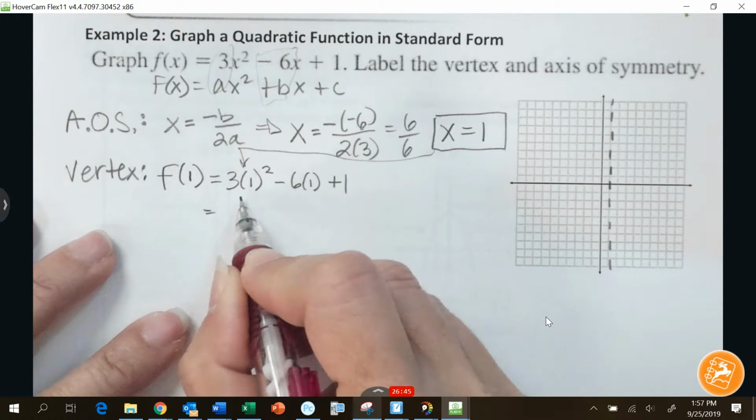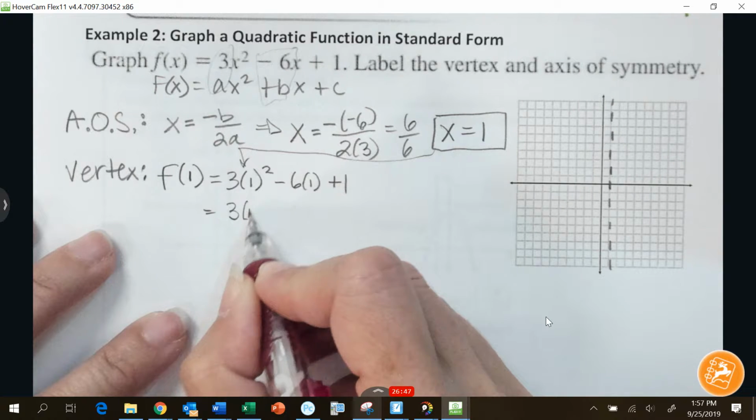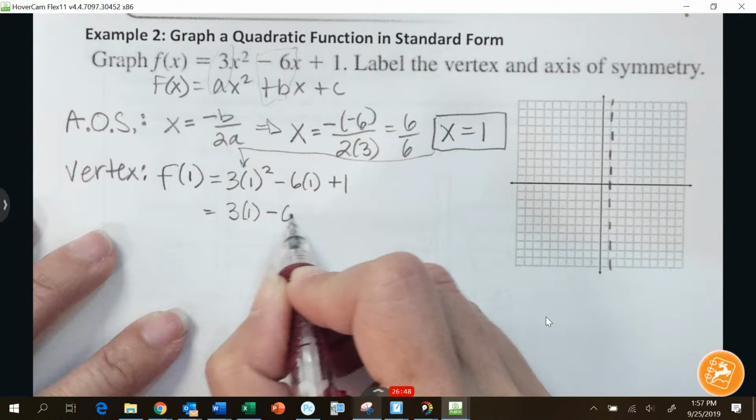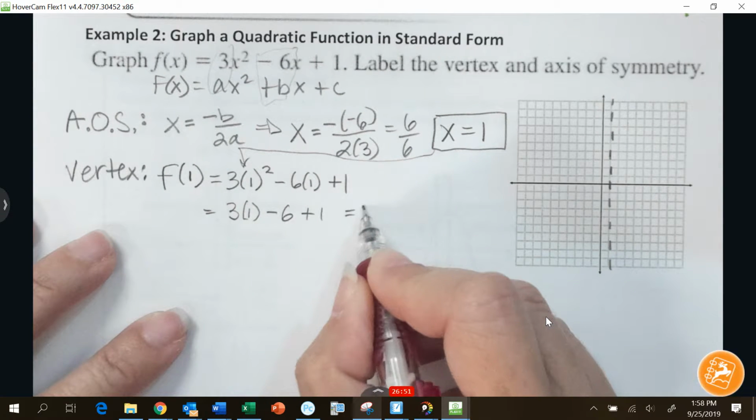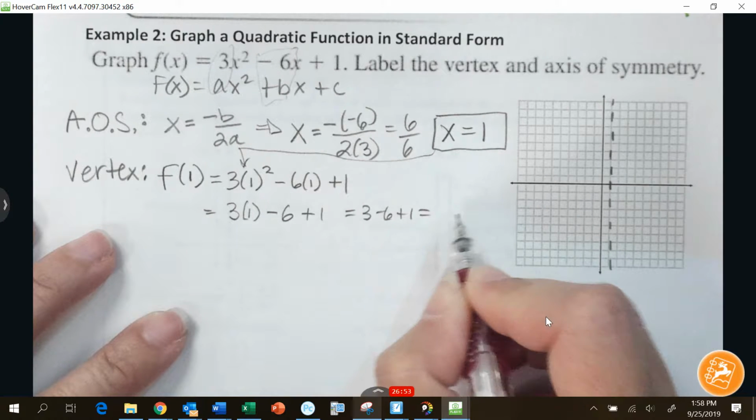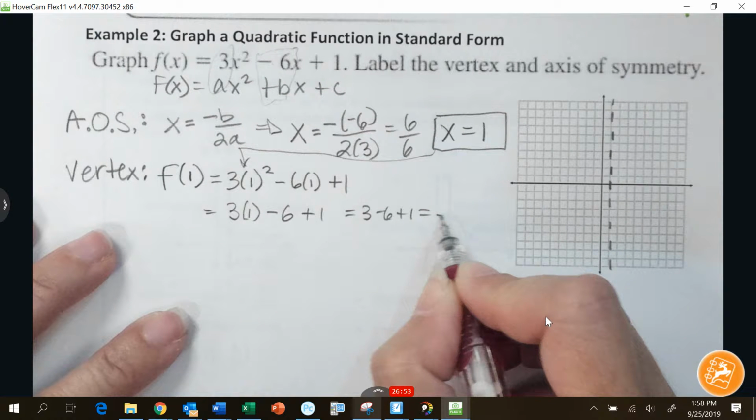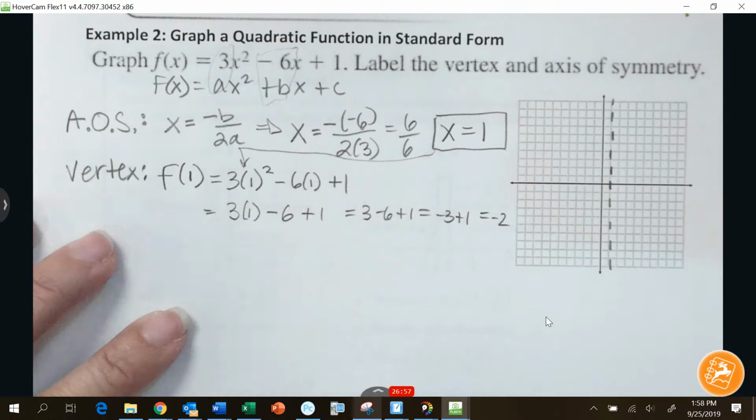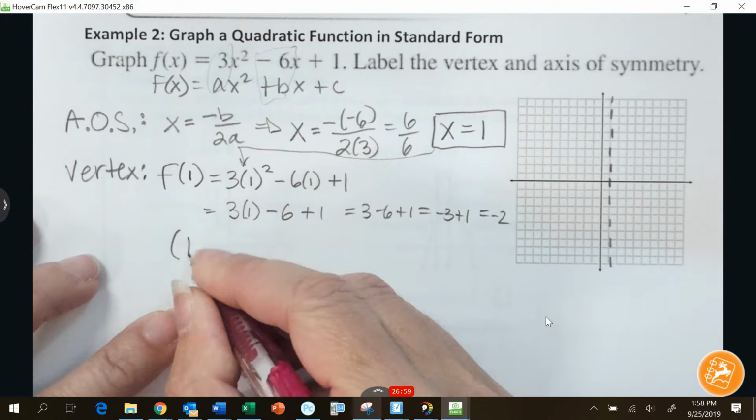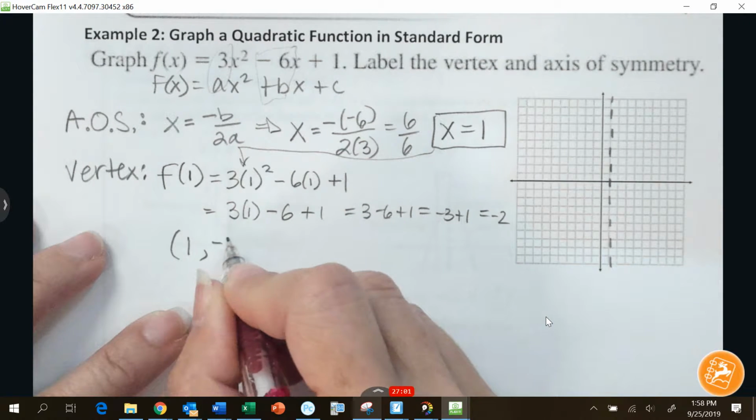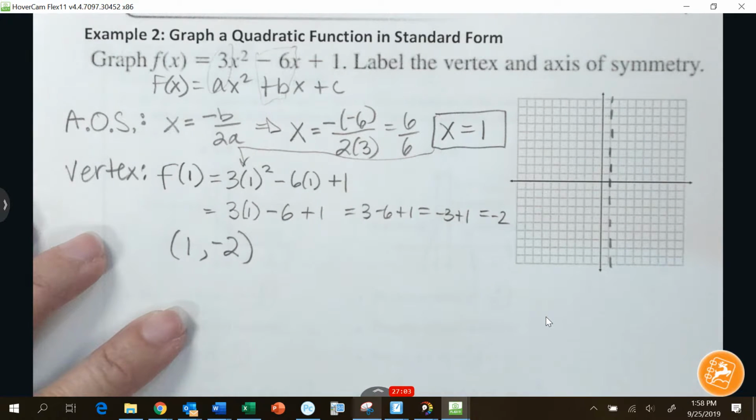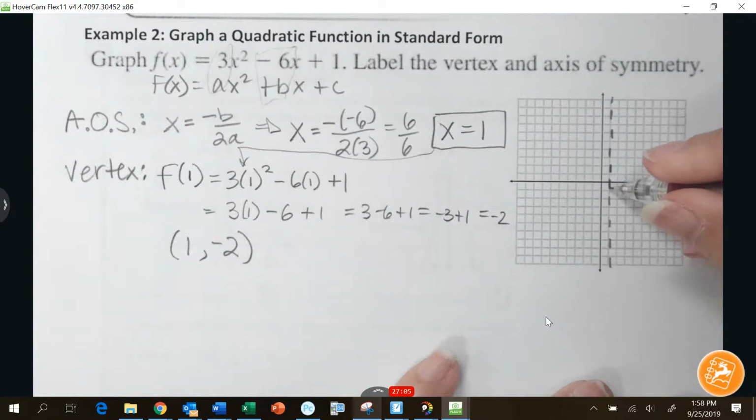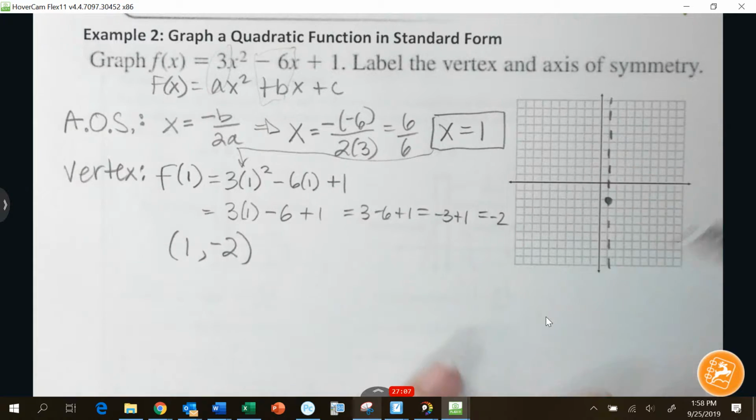So now I do 3 times 1 squared, which is 1, minus 6 plus 1. So 3 minus 6 plus 1. Negative 3 plus 1. Negative 2. So my vertex is my axis of symmetry 1, comma, the output I just got, negative 2. 1, negative 2, put a dot.